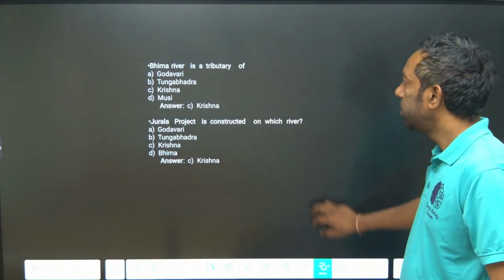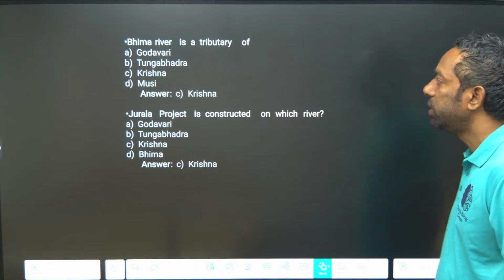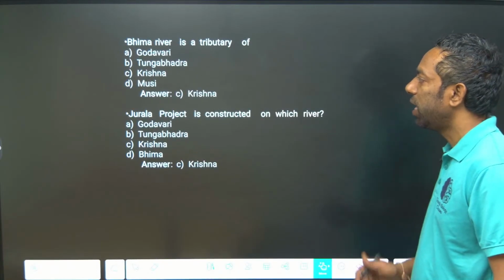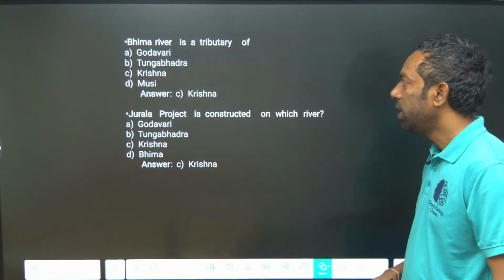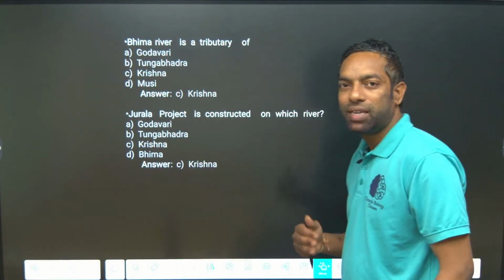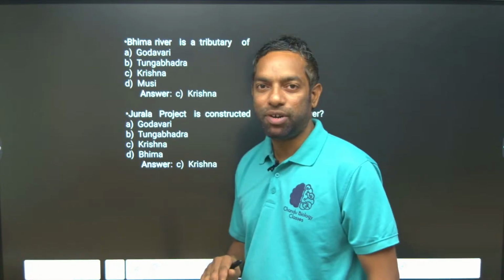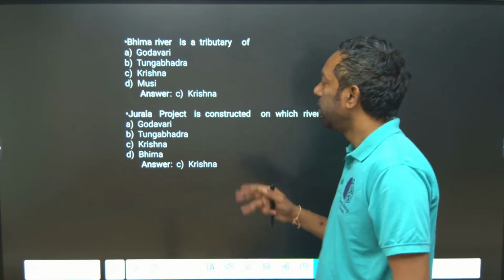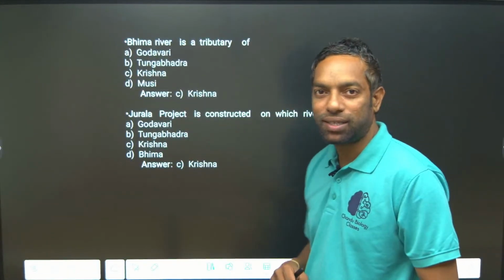And these are also PYQ questions. Bhima River is a tributary of Krishna River. Obviously, is Bhima a right bank tributary or a left bank tributary? You have to mind it. The Jurala project is constructed on which river? Of course, Krishna River.